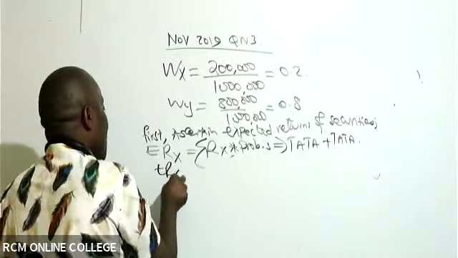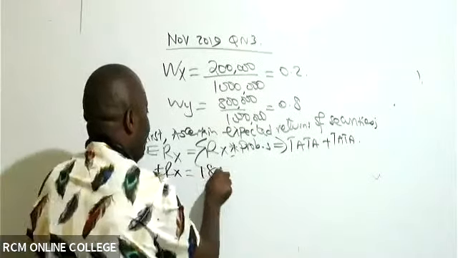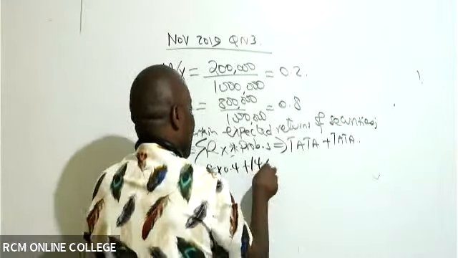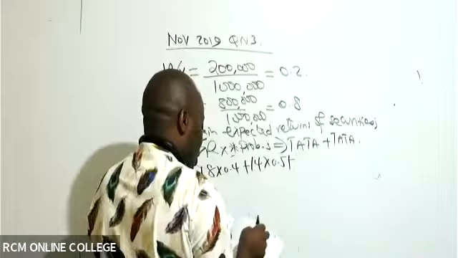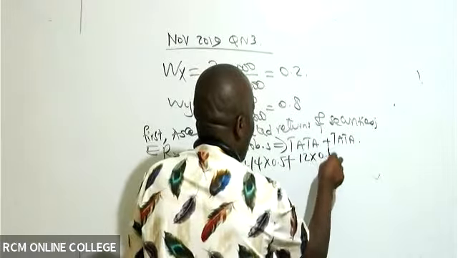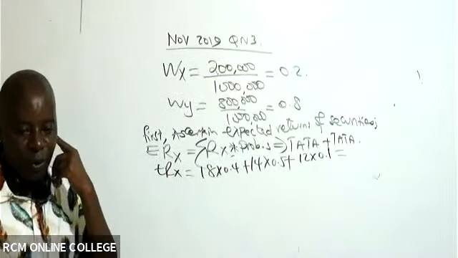To get expected returns of X, I'm using the concept: 18 times 0.4 plus 14 times 0.5 plus 12 times 0.1. Are you able to give me this answer? Expected return of X.